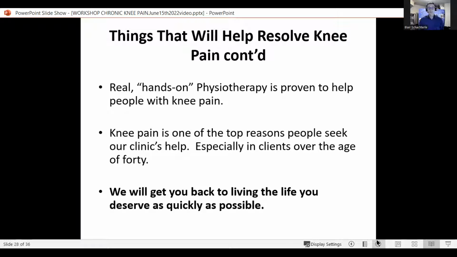And then the other thing we just talked about is the hands-on stuff. Exercise prescription's great, but sometimes getting an experienced physio to have a look at your knee, poke around, find some sore spots and do some tissue work can make a huge difference.